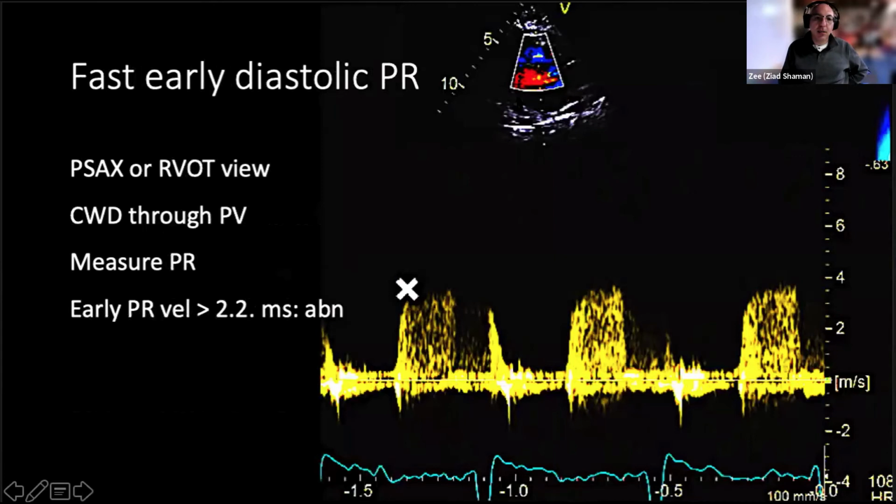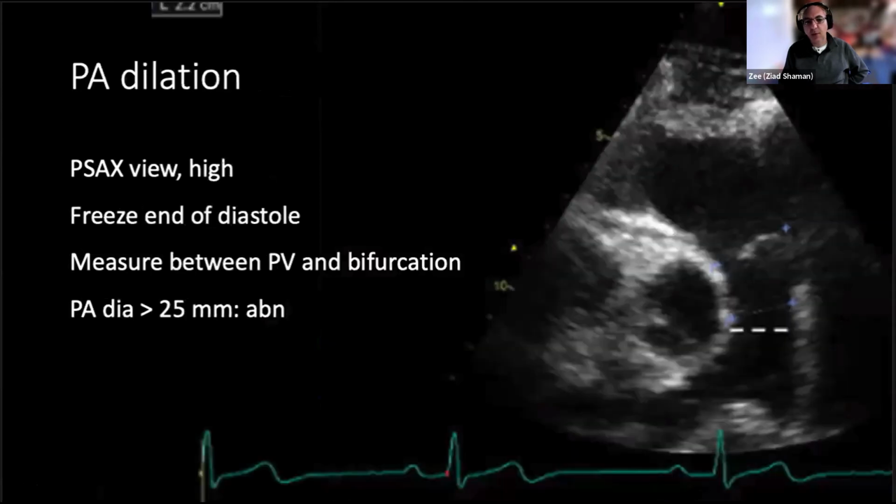Next is the diastolic PR jet. So if you're at the pulmonary artery again, parasternal short axis view, or if you go to the RVOT view, which is the right ventricular outflow, where as opposed to when you're at the parasternal long axis, instead of going towards the sternum, you tilt the probe away from the sternum towards the left shoulder. That's when you're in the RVOT view. You put continuous wave Doppler in the pulmonary valve, and you measure the PR jet, the regurgitant jet. If it's high, if it's more than 2.2, that's abnormal, and that gives you a point.